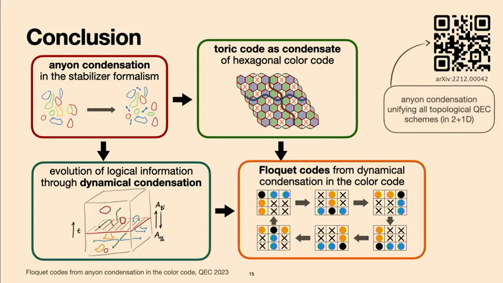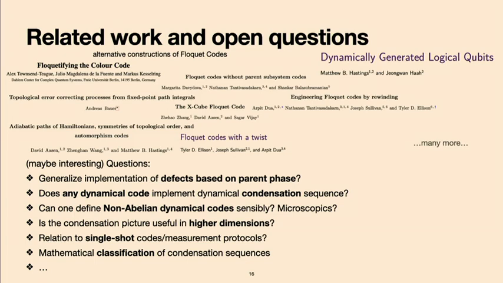In the paper, there are many more aspects of anyon condensation in the color code, and we find that it's a very useful tool to unify, in a sense, all topological error correcting schemes into +1 dimensional stabilizer codes. I cannot, should not give a talk on Floquet codes without mentioning related work, because many papers were coming out, and we will hear 2 more talks on the papers on alternative constructions.